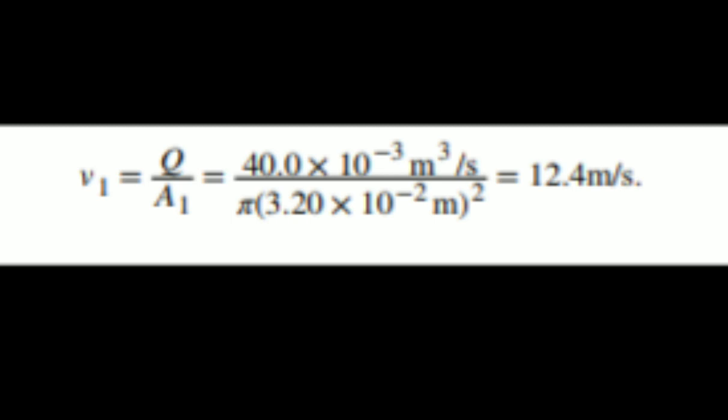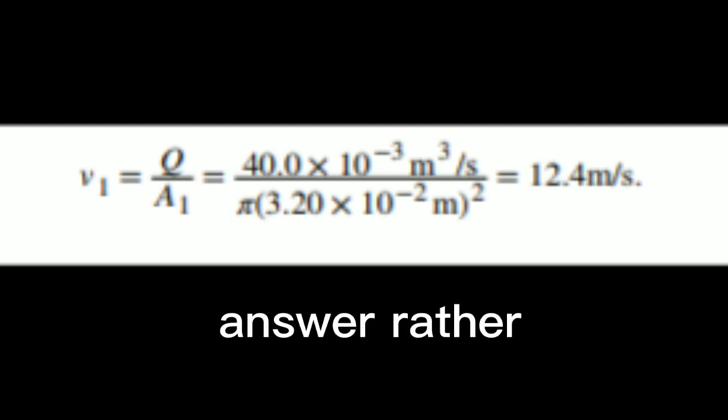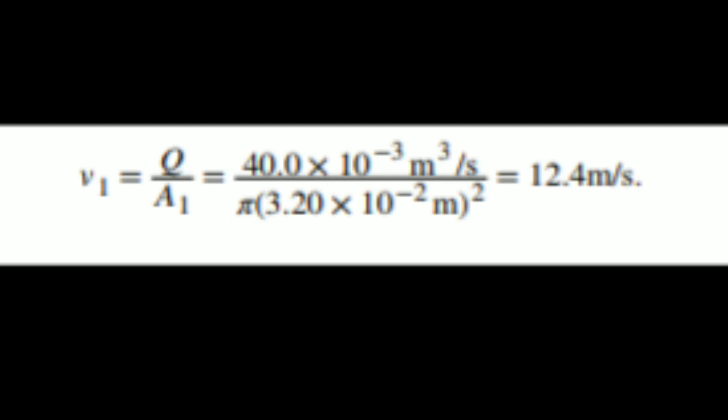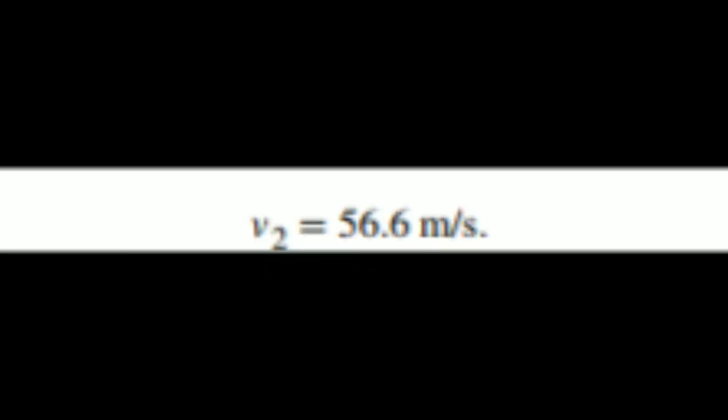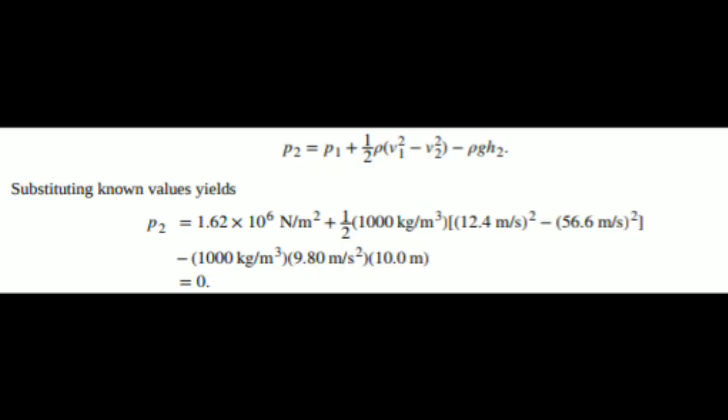So after we square the denominator and multiply by pi, we divide the numerator by it and we come up to 12.4 meter per second. So similarly, we find v2. So v2 is equal to 56.6 meter per second. So this rather large speed is helpful in reaching the fire. Now, taking h sub 1 to be 0, we solve Bernoulli's equation for P sub 2.